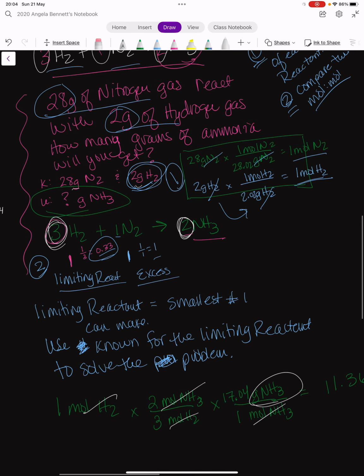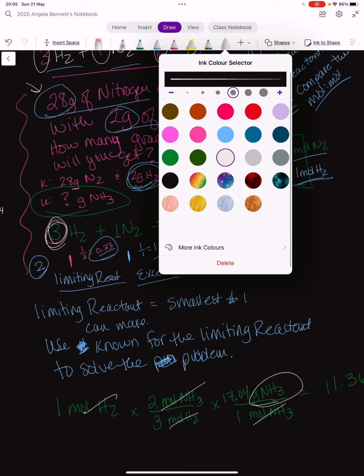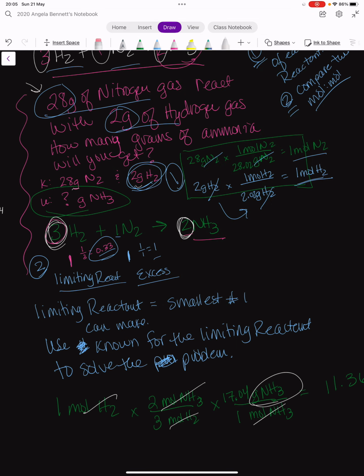Look back at your original known, which are in the problem. All right, so I have to use my smallest number of significant digits. So 28 grams of nitrogen is 2 sig figs, and 2 grams of hydrogen is 1 sig fig.